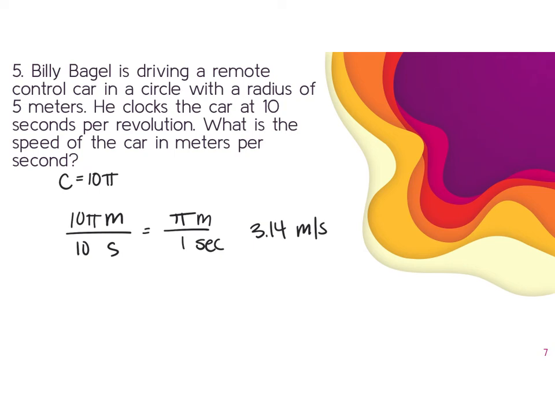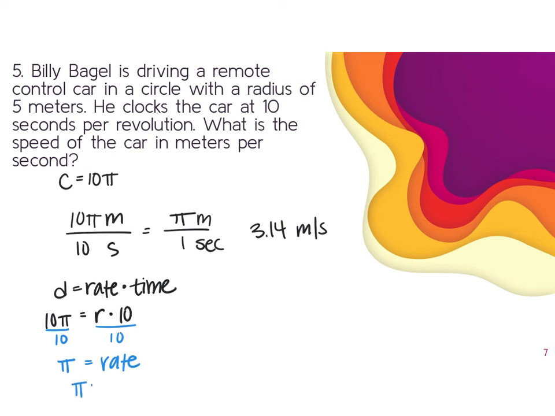Another way to look at this problem is to remember that distance is equal to rate times time. So if we know that our distance is 10 pi, we don't know our rate, so we'll just call that r. We know that the time is 10 seconds. So now I can just solve for r by dividing both sides by 10. And I get pi is equal to the rate, which means it's pi meters per second. Notice our answers are the same.